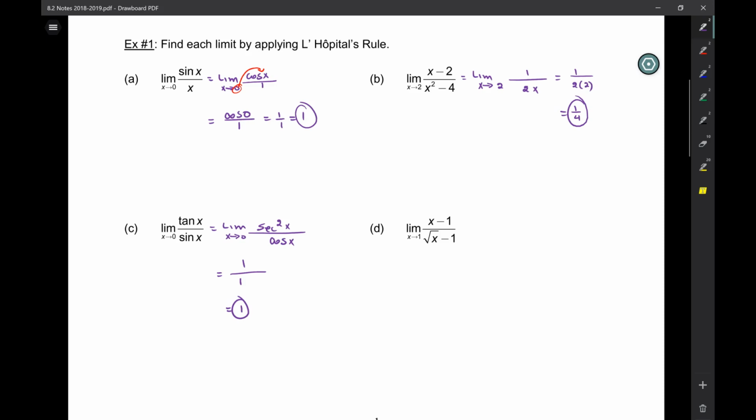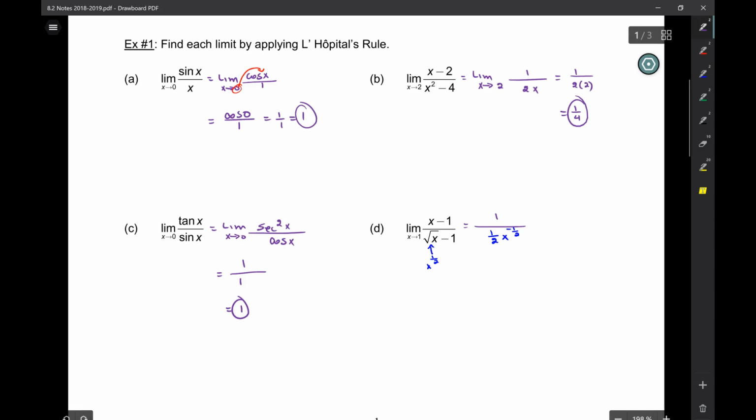Okay? All right. Here, when I put 1 in here, I get 1 minus 1, 0, over 1 minus 1, 0. 0 over 0, indeterminate form, we have to do this. So, this one here, okay, so the numerator is just 1. The denominator, this is x to the 1/2, remember? So when I take the derivative, it's 1/2 x to the negative 1/2.